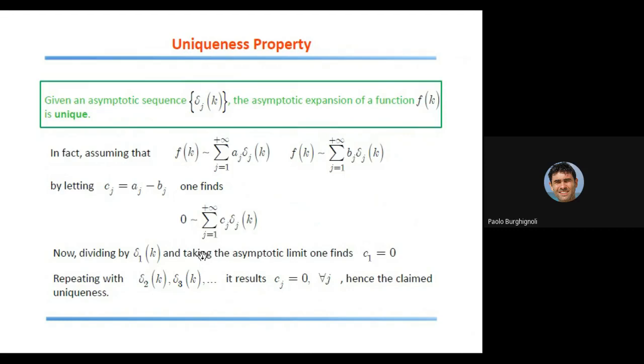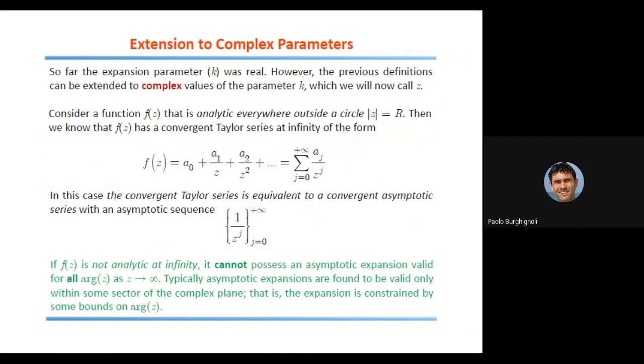And then you can repeat. You can divide by delta 2 and discover that c2 is equal to 0. And in this way, you will discover that all those c coefficients are equal to 0. Therefore, you cannot have that a is different from b for any index j. So basically you have uniqueness of the representation.